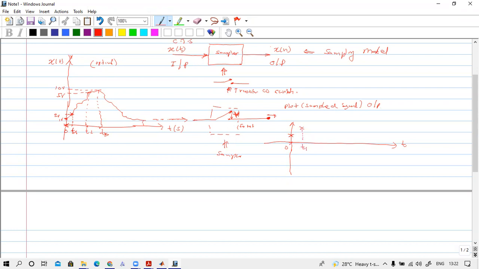Likewise at t2 also I will close this switch for an instant and collect the voltage sample here. Then at t3 also I will close this switch and collect the voltage sample. Likewise, this is t2, this is t3, at t4 again I collect a sample, at t5 I can collect a sample, t6 I can collect a sample, and so on. So this is the discrete version of the signal. This is the continuous signal and this is the discrete signal.